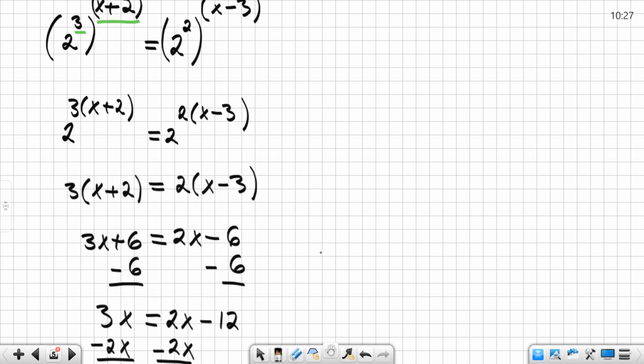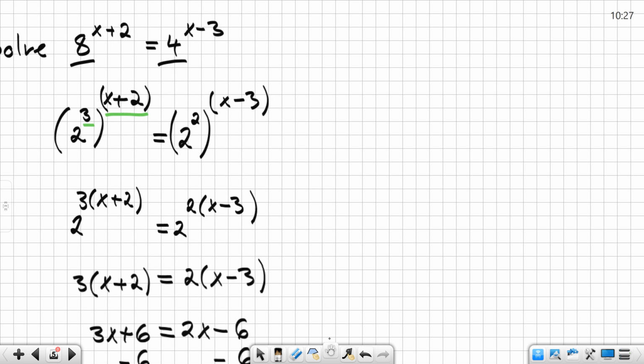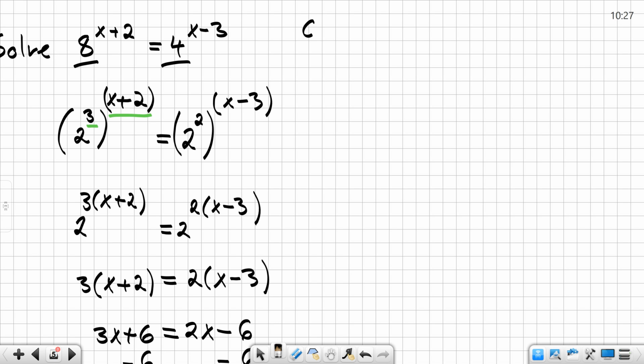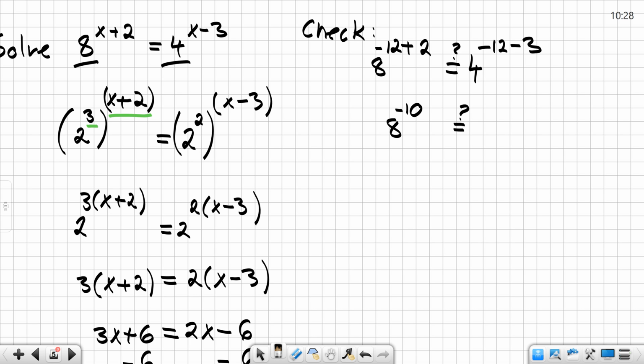Can I check this answer? Yes, you can. Let's check. 8 raised to the negative 12 plus 2. Is this really the same as 4 raised to the negative 12 minus 3? So on the left side we end up with 8 raised to the negative 10. And I'm wondering if this is the same thing as 4 raised to the negative 15.